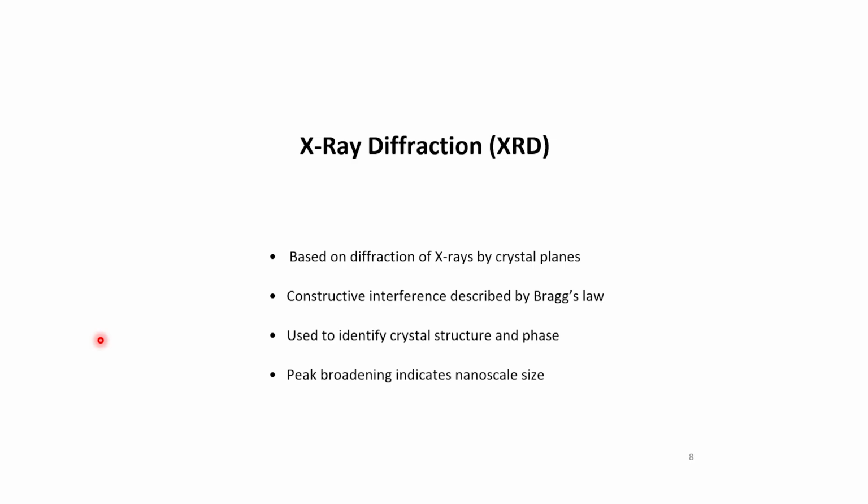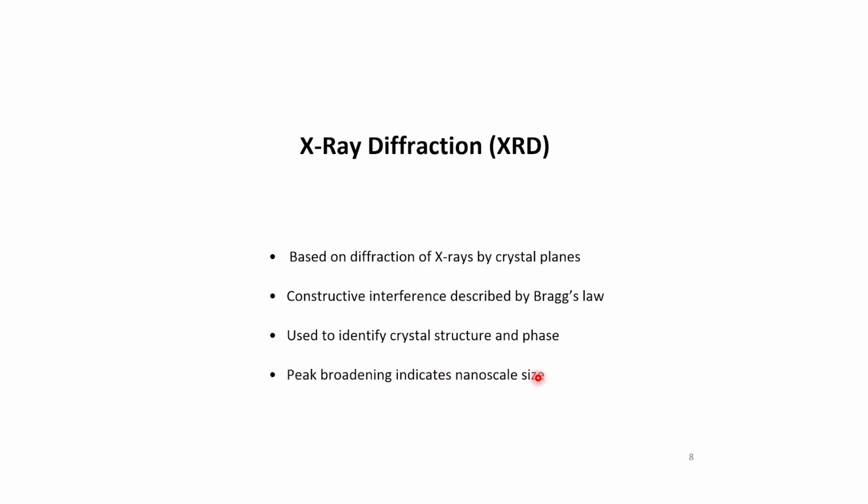Then there comes the X-ray diffraction technique, that is XRD. XRD is based on the diffraction of X-rays by crystal planes. You take a crystal lattice and make an X-ray fall on it, and your X-ray beam is diffracted based on Bragg's law. There is a constructive interference which is described by Bragg's law, and it is used to identify crystal lattice structure and phase.